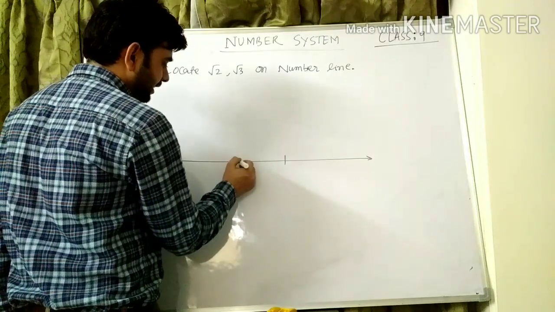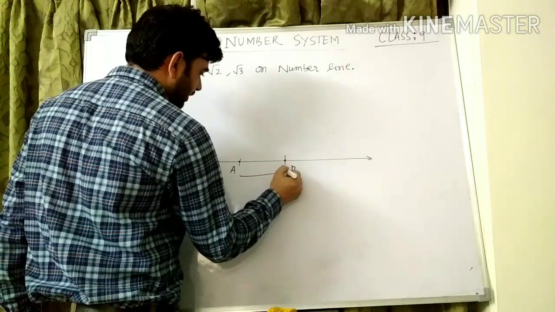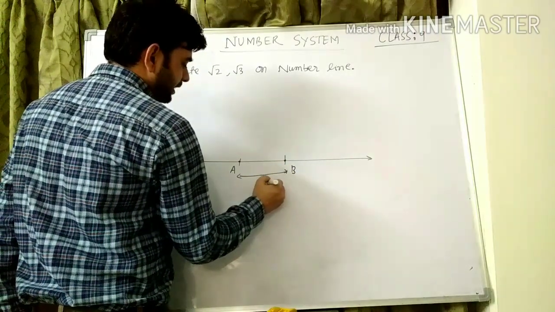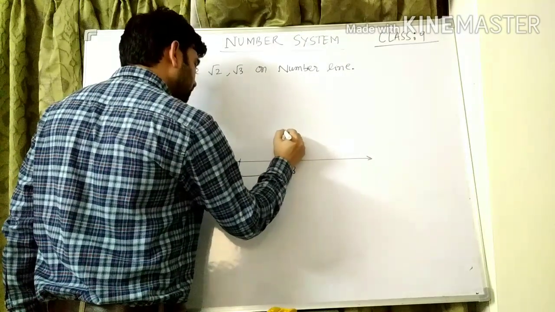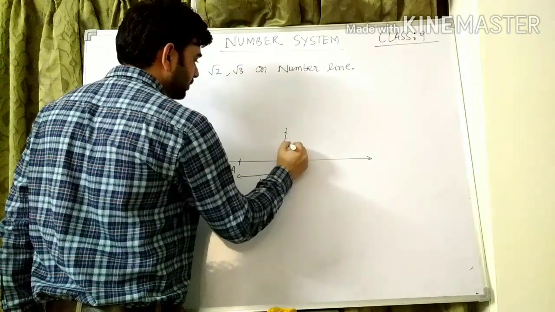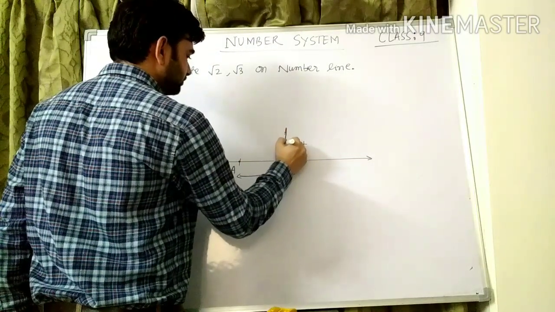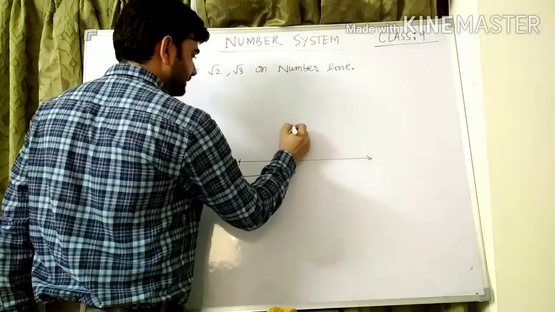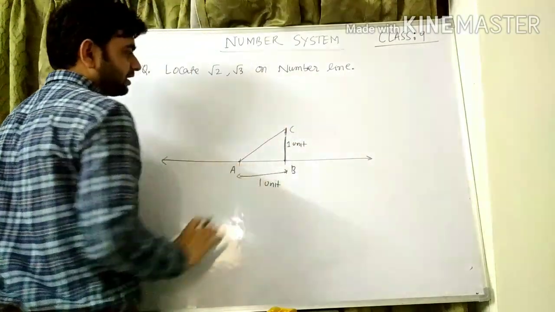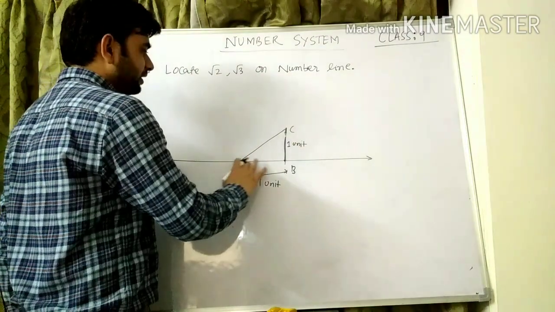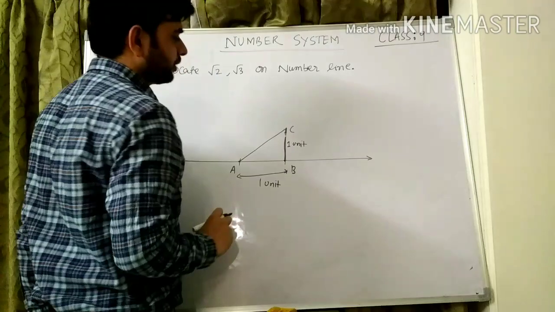So this point I assume is A, this point is B, and this length is 1 unit. And at point B, draw a line segment with the same length, 1 unit. So what will happen here? This point is C, and if you join this with a straight line segment, it will become a right angle triangle with 1 unit, and this is also 1 unit.